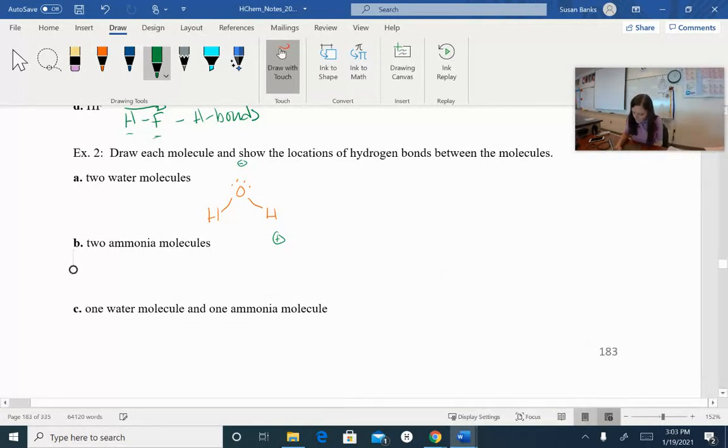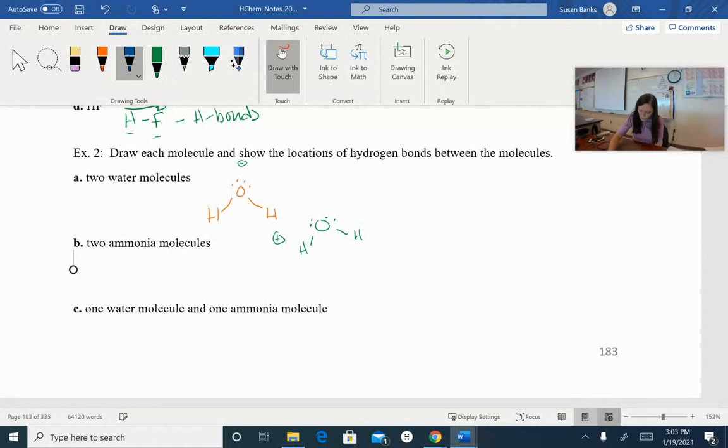So if I have an oxygen of another molecule, it will be attracted through the hydrogen bond to the hydrogen of the other molecule. Okay? So opposites attract. How about ammonia molecules? So if I draw ammonia, and I'm going to draw it kind of sideways, that nitrogen end is going to be negative, and the hydrogen end is going to be positive.